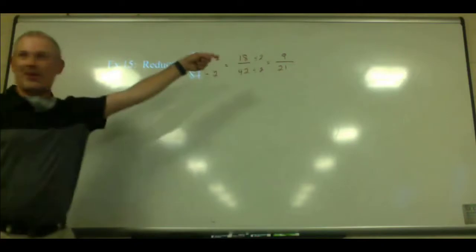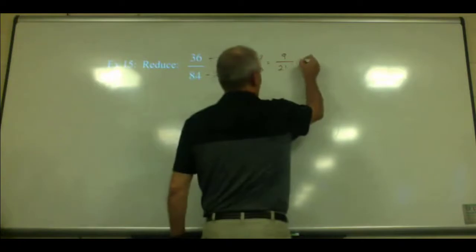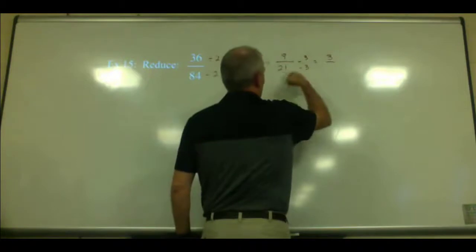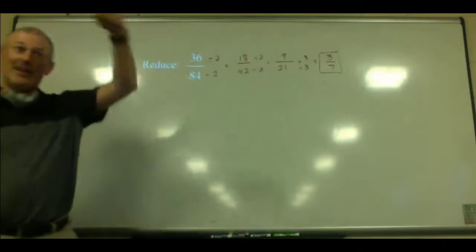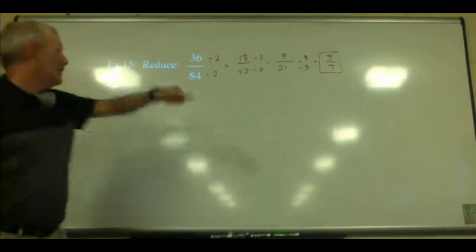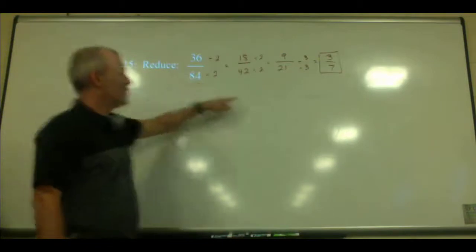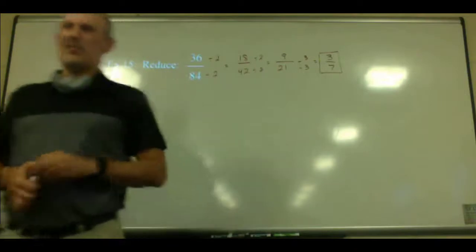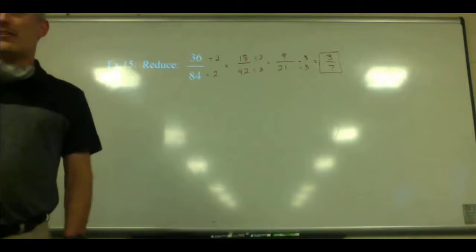So notice 2 doesn't work anymore. 3 times 3, right? So if we divide by 3 and 3, 9 divided by 3 is 3, and 21 divided by 3 is 7. And that's as far as we can go because nothing else divides into both 3 and 7. Now, if we would have started with Sally's answer of 12, 36 divided by 12 is 3, and 84 divided by 12 is 7. We could have gone all the way in one step. But a lot of times you don't necessarily see those bigger numbers, so you have to start with some smaller numbers.